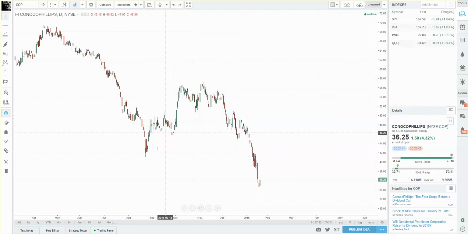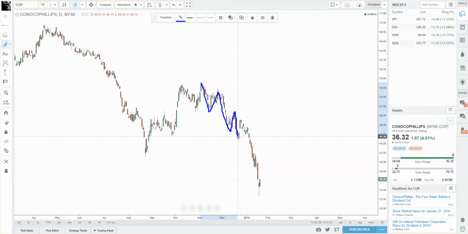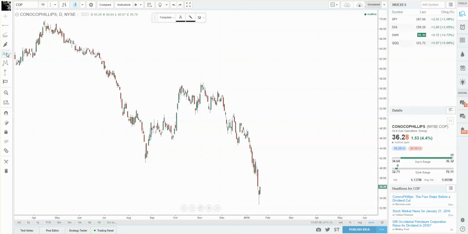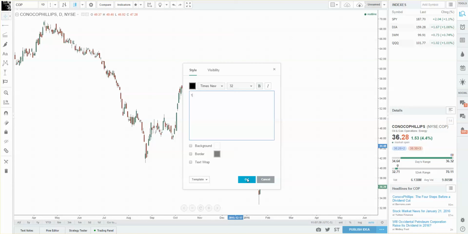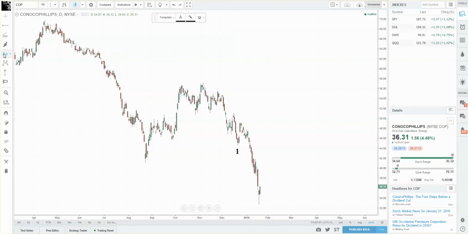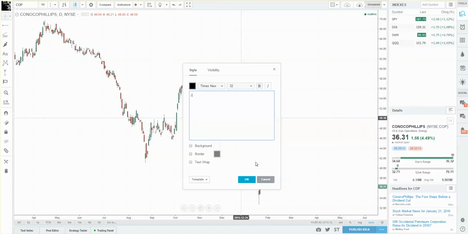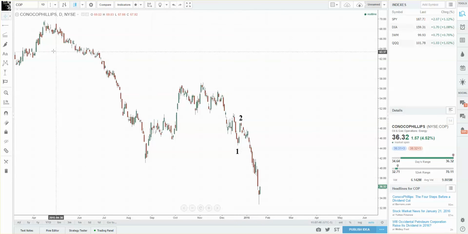So from this swing high here, we have a wave 1, 2. Then we have a small 5-wave structure. So this is wave 1, 2, 3, 4, and 5. So from this top, we have a 5-wave structure. So this is wave 1. Small bounce in wave 2. And then take a look at the acceleration.